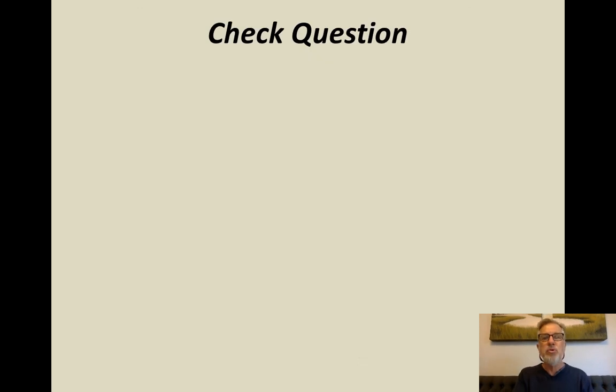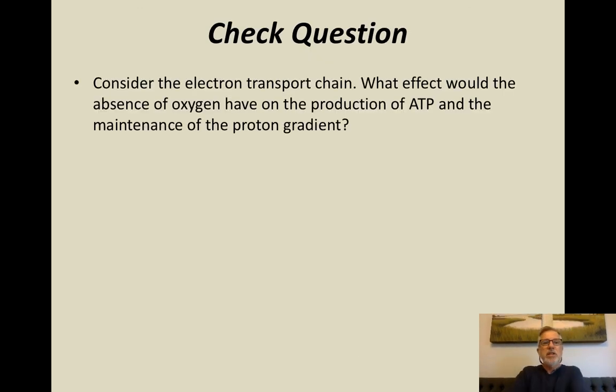Finally, I have 2 check questions for you. Consider the electron transport chain alone. What would the effect be if there were no oxygen getting to the inside of the mitochondria? What would the effect be on the production of ATP and on the maintenance of the proton gradient if no oxygen were there? I'll let you figure that out, but I have another check question for you.